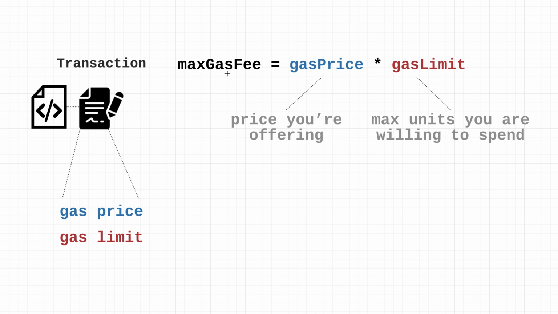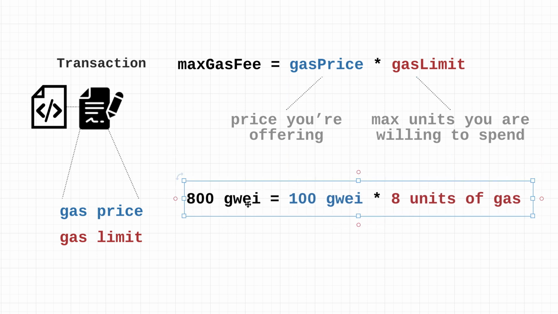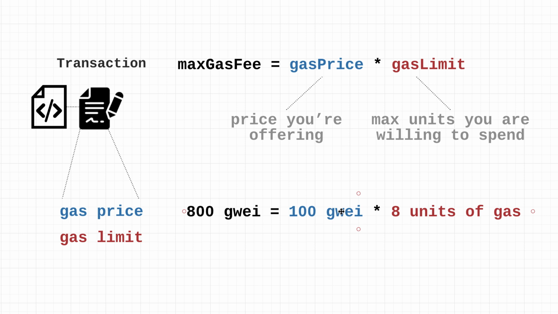So the max gas fee, in other words, the maximum amount you're willing to pay for the entire transaction, is equal to the price of gas. Again, this is something that you specified: how much do you think is needed to more or less convince that gas station operator? And then the gas limit is how many of these gas units you're willing to spend. So just to hammer this down, if you set a gas price of 100 Gwei and you specified a gas limit of 8 units of gas, then this would equal a maximum gas fee of 800 Gwei.